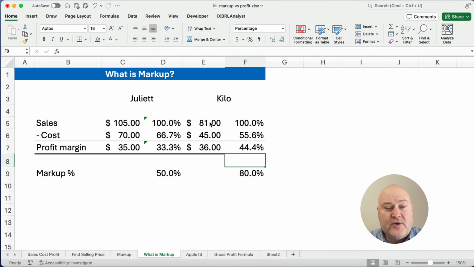So make sure you know, is this markup on cost or is this profit on sales? Sometimes they use those words, profit on sales and profit on cost, or margin or markup on cost and markup on sales. It gets really confusing, so make sure you lay it out like this, and that way you know you're not going to make a mistake.